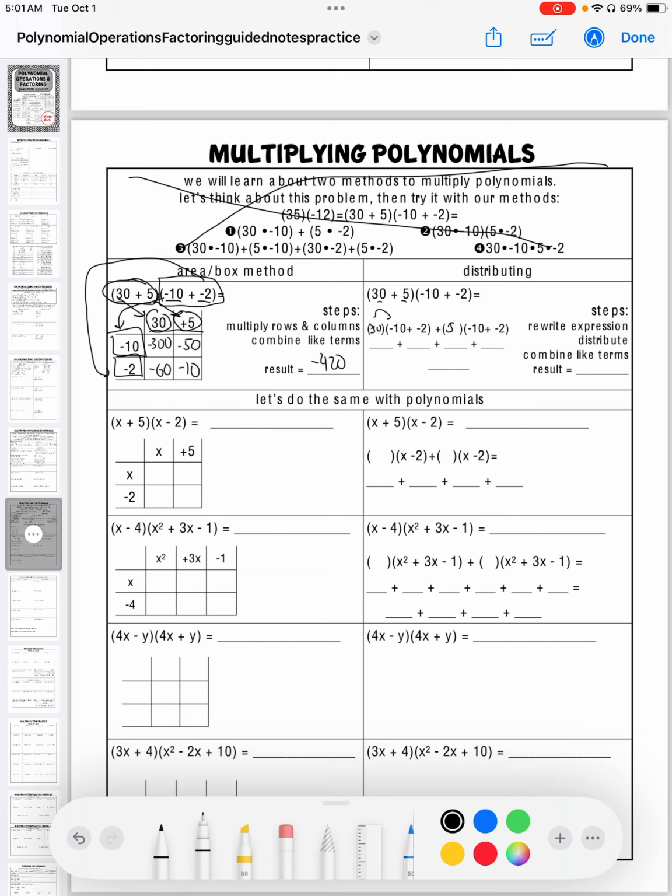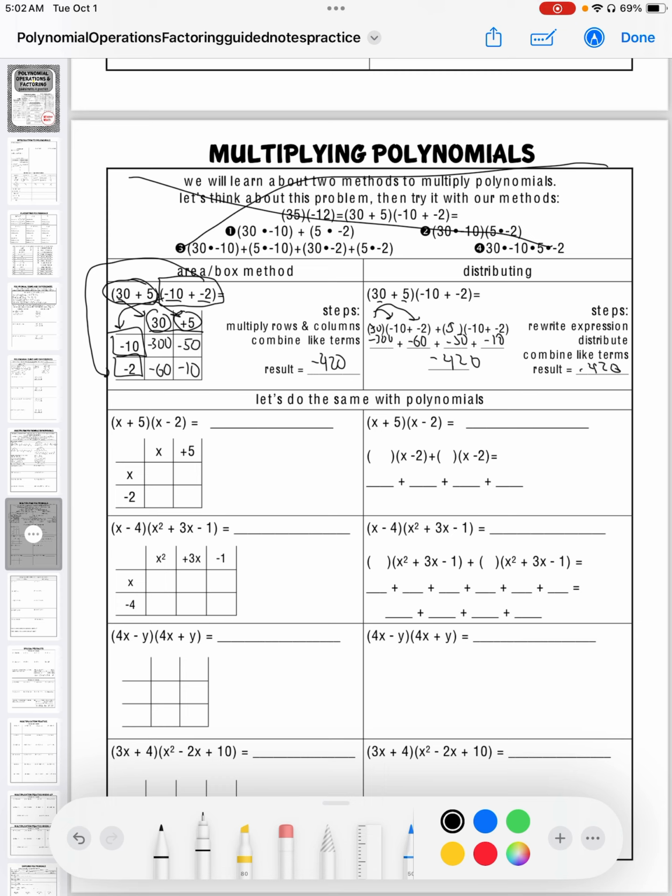So distributing the 30 to the negative 10 and the negative 2, you get negative 300. And then 30 times negative 2 is negative 60. 5 times negative 10 is negative 50. And 5 times negative 2 is negative 10. Again, combining like terms, negative 300 plus negative 60 plus negative 50 plus negative 10 equals negative 420. And so our answer is negative 420. This was two different methods to get to the same number.